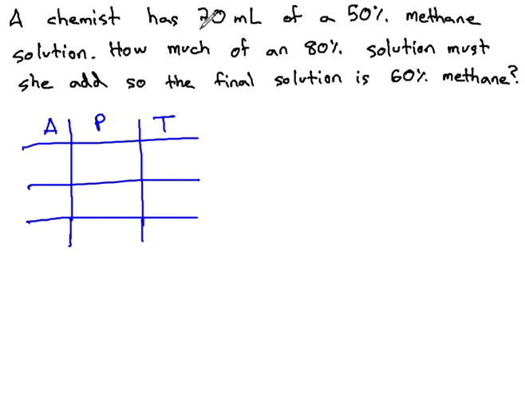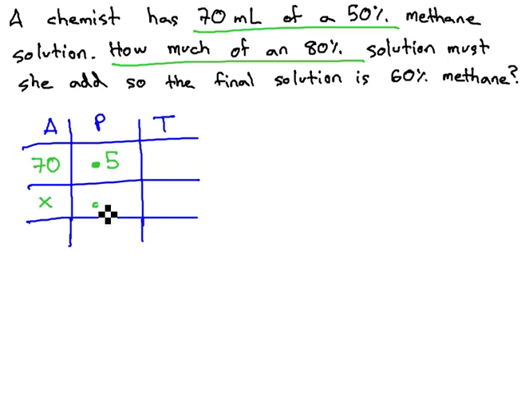For the first solution, she's got 70 milliliters of a 50% methane solution. The amount is 70, and the percent is 0.5, changing the percent to a decimal. She wants to know how much of an 80% solution she must add. We don't know the amount, we'll call it x, but we do know it's 80%. So that the final solution is 60% methane. At the end, we want to end up with 60%.